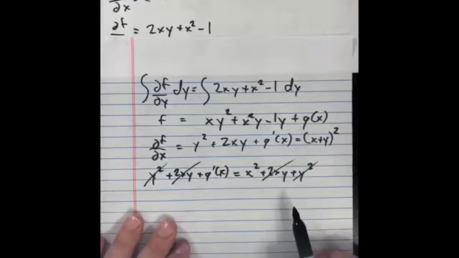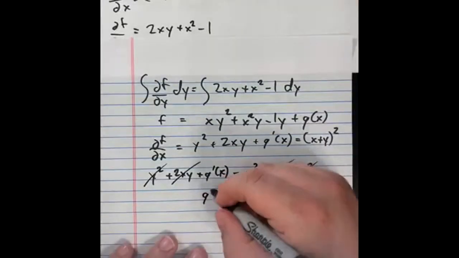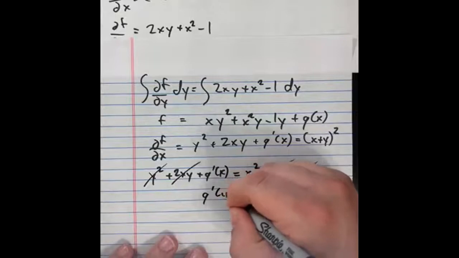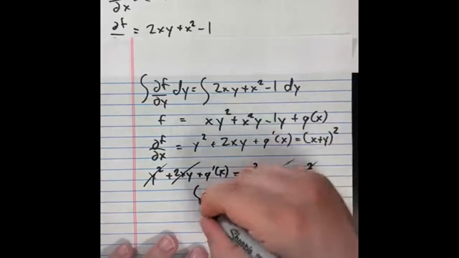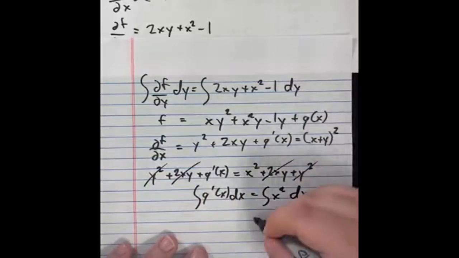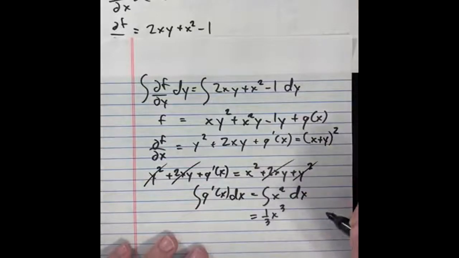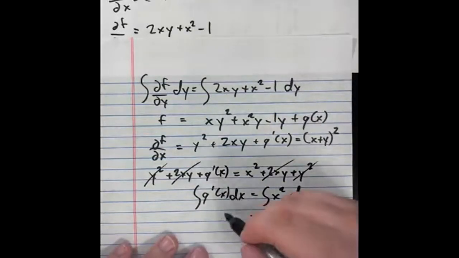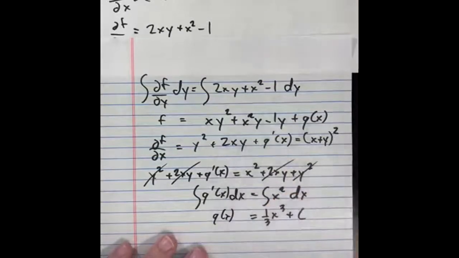To find g, we just have to integrate both sides with respect to x. That should be the integral of x squared with respect to x. Simple power rule again: 1/3 x cubed plus a constant, and this will be equal to g of x.